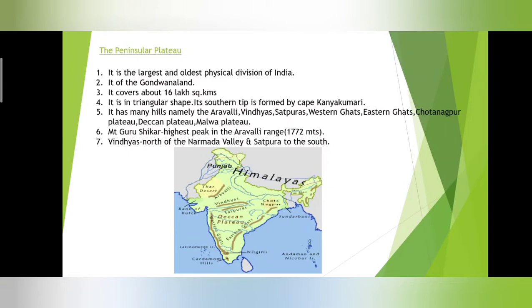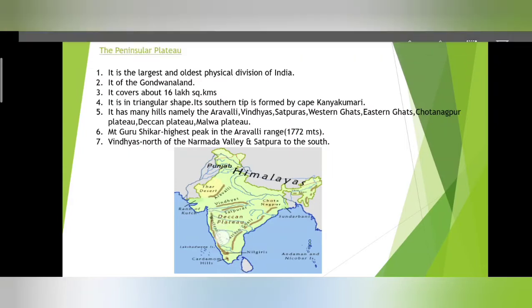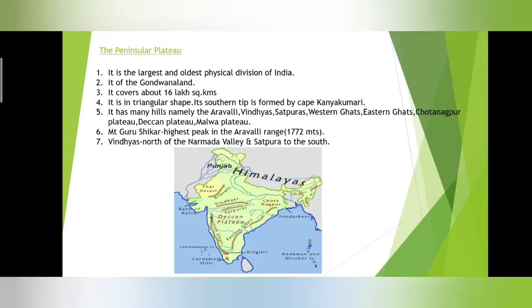This region is the peninsular plateau. This region is said to be formed during the Gondwana. It is a part of the Gondwana land. And it covers about 16 lakh square kilometer. I said it is the largest physical division. See the area covered: 16 lakh square kilometer.